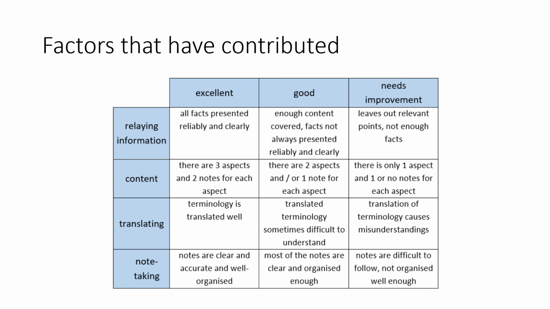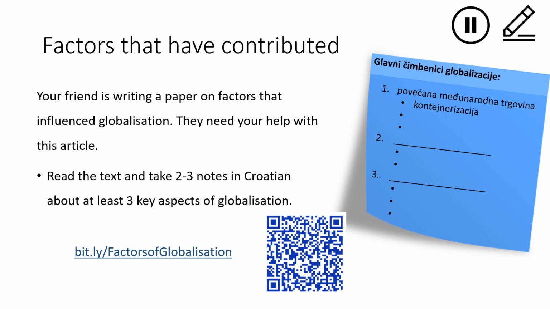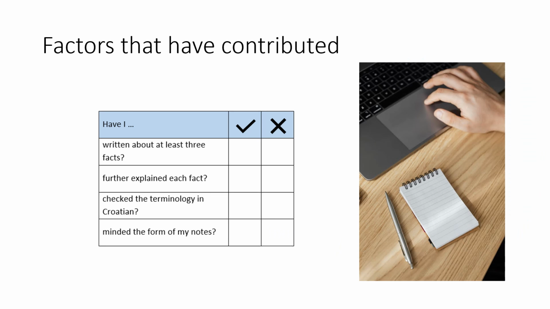In doing so, you will need to make sure that all of the facts are presented reliably and clearly, that you indeed chose 3 aspects and wrote 2 notes for each, that you translated the terminology well, and that your notes are clear and accurate. Now, go to bit.ly Factors of Globalization or scan the code to access the text. Before submitting your work to your teacher, check if you've covered all the main points we discussed earlier.